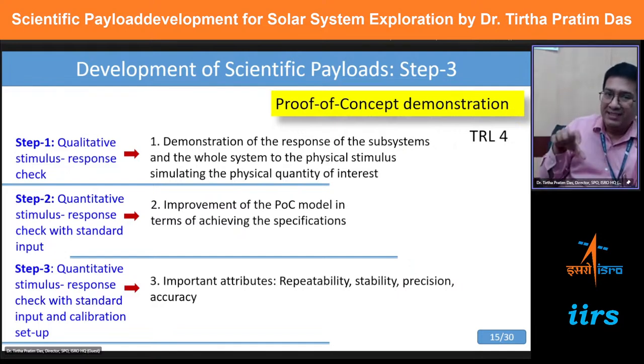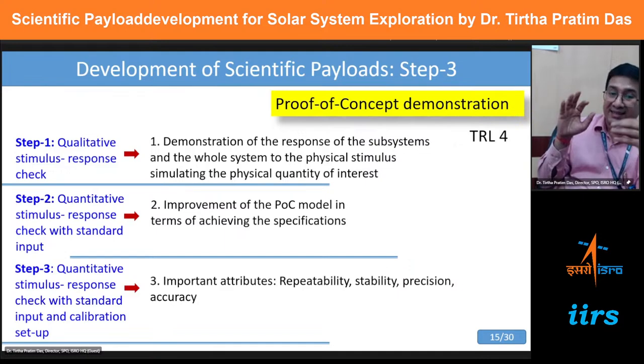There is a fixed reference with respect to the standard output, you check your reference, right? That is step 2. This is an improvement of your proof of concept model in terms of achieving the specifications. When I am telling I have made a photodetector, it can detect photons, output will be from this volt to that volt. I have to prove that, right? That happens in step 2.